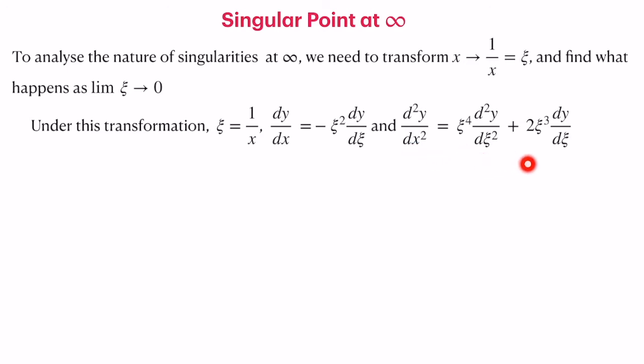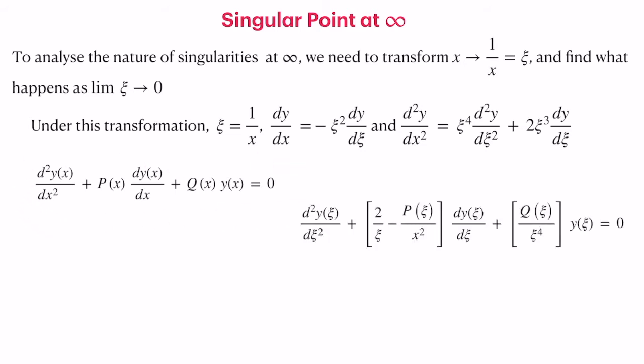Now we also have to evaluate the second derivative, that is d square y by dx square is equal to xi to the power 4 d square y by d xi square plus 2 xi cube into dy by d xi. Now we substitute this in our differential equation in the standard form given here and collect the coefficients. We get d square y by d xi square plus (2 by xi minus p by xi square) dy by d xi plus q by xi to the power 4 y is equal to 0.